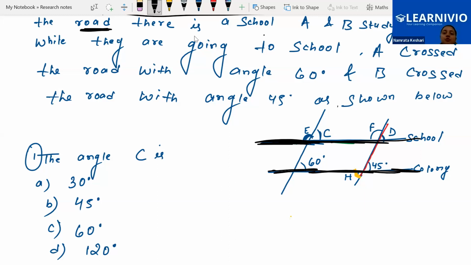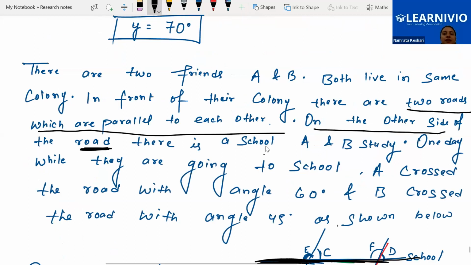Due to the location of A and B, since A was written over here in the middle and B was written over here in the middle, we misunderstood. Basically, what is happening over here is that there are two roads which are parallel to each other. That's what this statement says. Focus over here. Two roads which are parallel to each other.